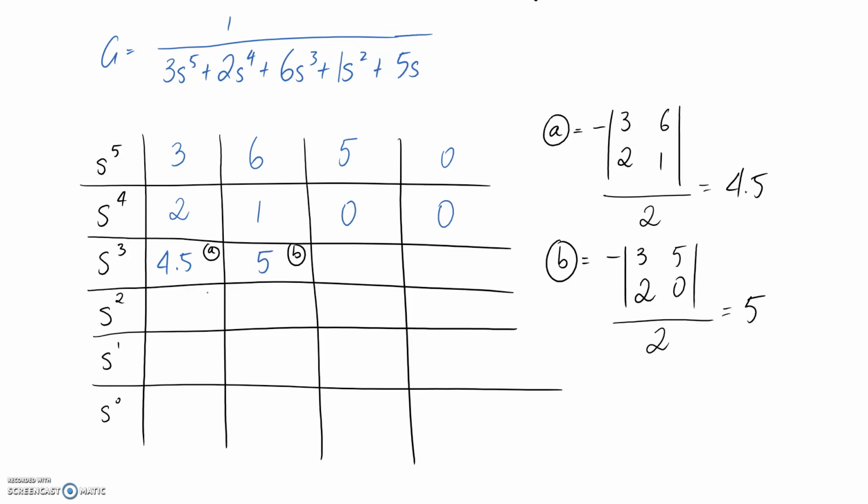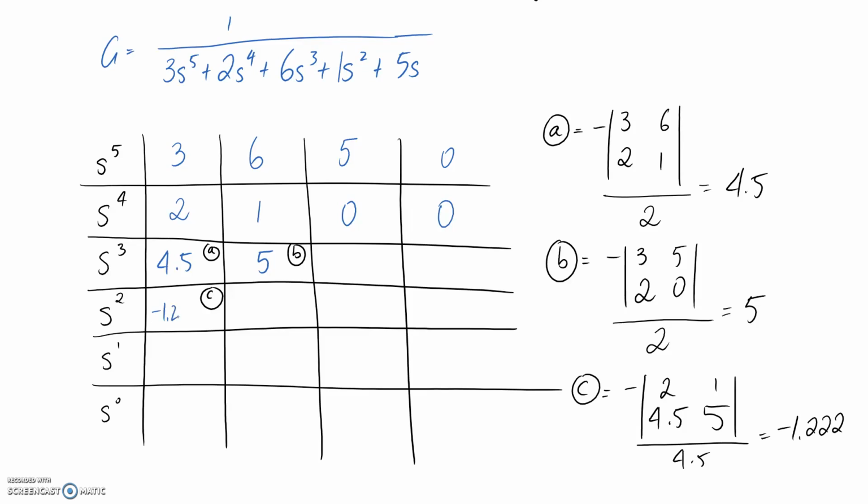Alright, so let's go for this one now. Call it C. So it is the negative of the 2 above, which is 2 and 4.5, and then the 2 to the right of it. And we need to divide by the pivot element, which is the first one in the row above, which is 4.5. Again, if we evaluate what this is, it comes to negative 1.222 approximately. So that's what goes in here.